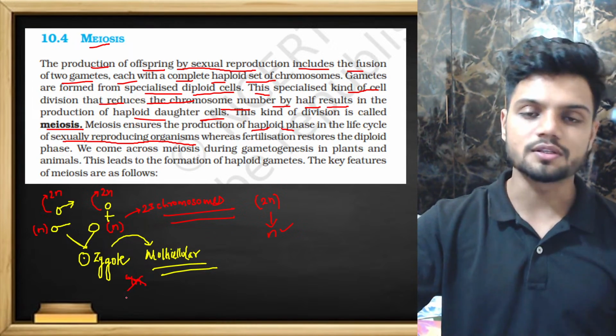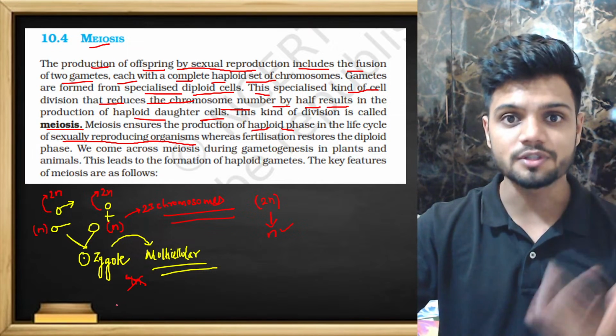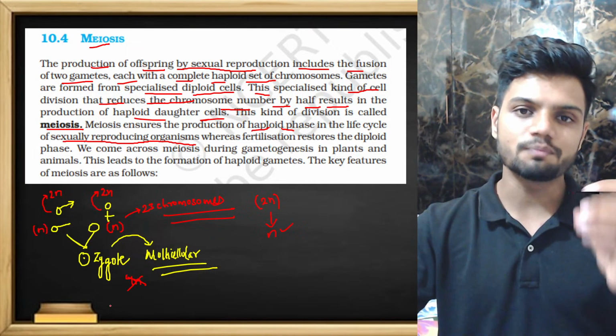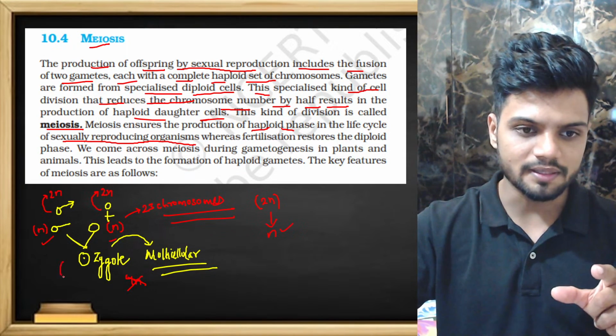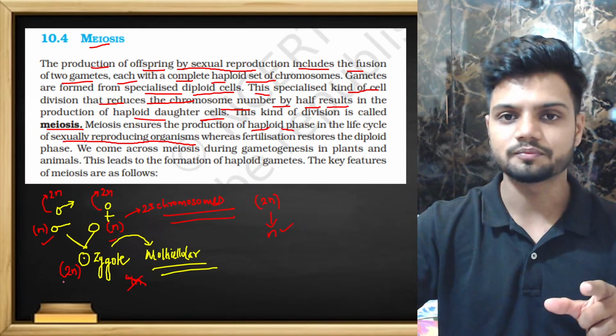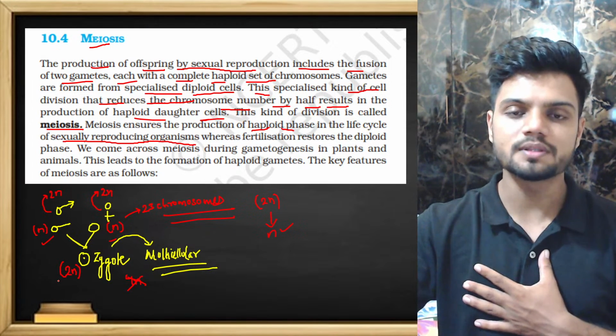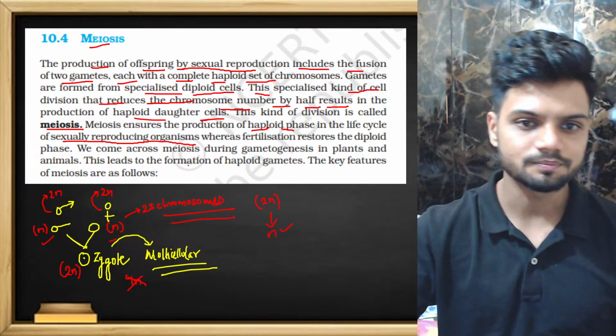To counter this, to make sure the zygote does not become tetraploid, there is meiosis, and the gametes are haploid, n. So we end up getting a zygote that is 2n. So the haploid phase in humans is the gametes. Okay.